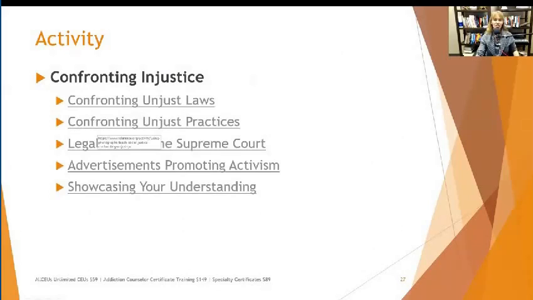So confronting unjust laws, unjust practices, legal action, understanding how the Supreme Court has worked towards combating injustices and creating social justice. There have been a lot of Supreme Court cases that have been landmark cases. Looking at advertisements promoting activism and having students showcase their understanding. At the end of this whole group of activities dealing with photographs, students are able to take their own photographs and showcase their understanding.